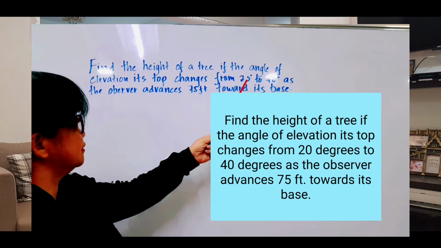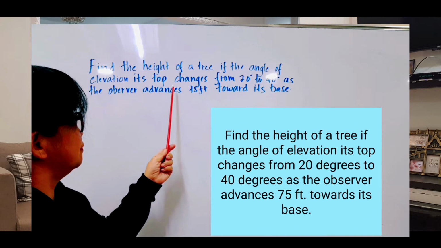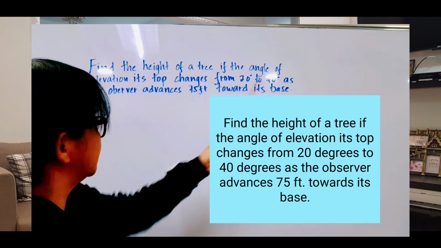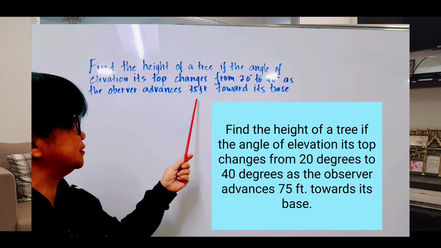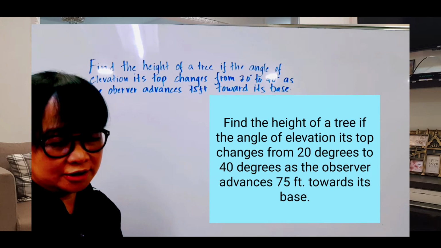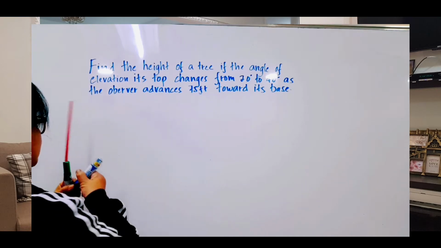Find the height of a tree if the angle of elevation of its top changes from 20 degrees to 40 degrees as the observer advances 75 feet toward its base. Now, how to solve this one?